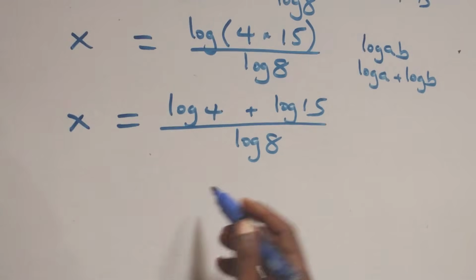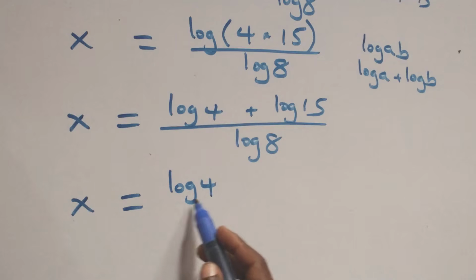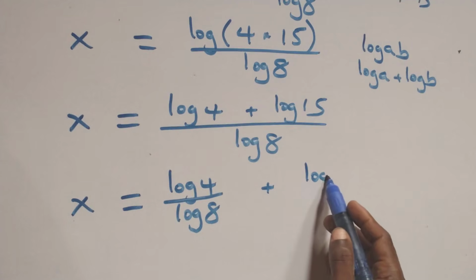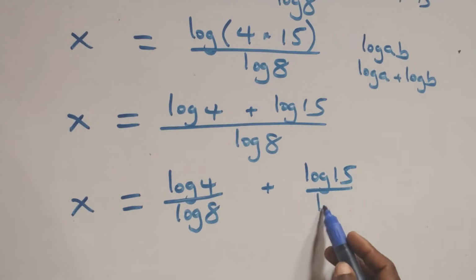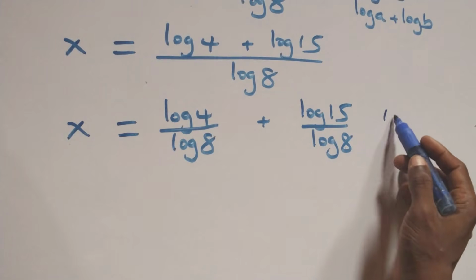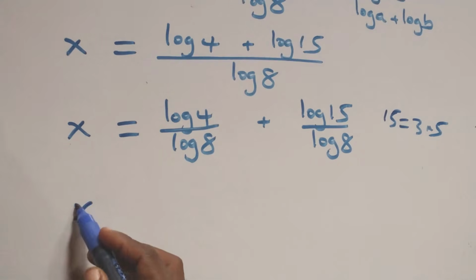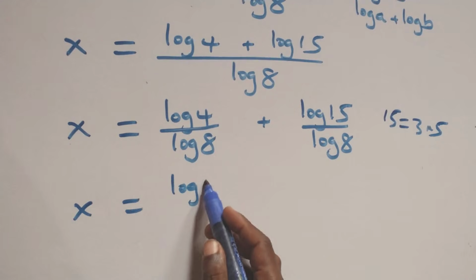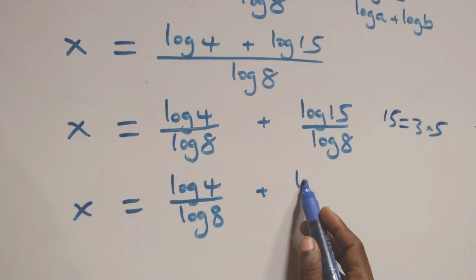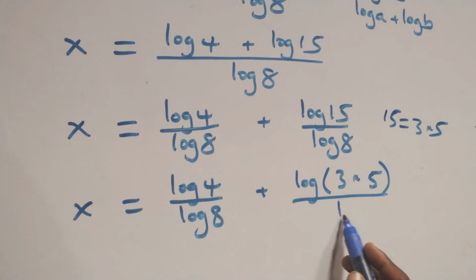Then, separate this into two fractions and we have x equals log 4 over log 8 plus log 15 over log 8. Then also here, I write 15 as 3 times 5. That is, what we have becomes x equals log 4 over log 8 plus log 3 times 5 over log 8.